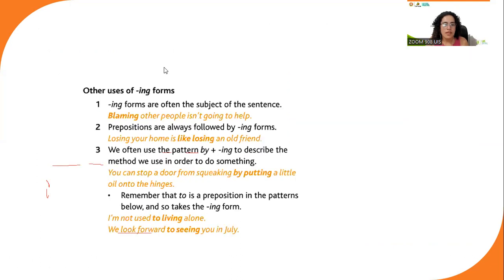All right, guys. And finally, the final uses of ing. So we use ing at the beginning of the sentence. Blaming other people isn't going to help. Prepositions, when we have prepositions, we always use the ing form. Losing your home is like, esta es la preposición like. Después de preposiciones siempre usamos la forma ing. Is like losing an old friend, ¿ok?